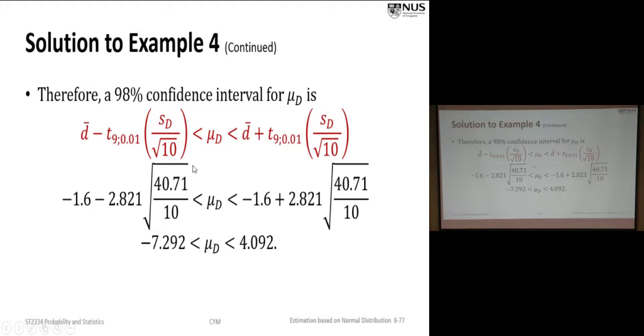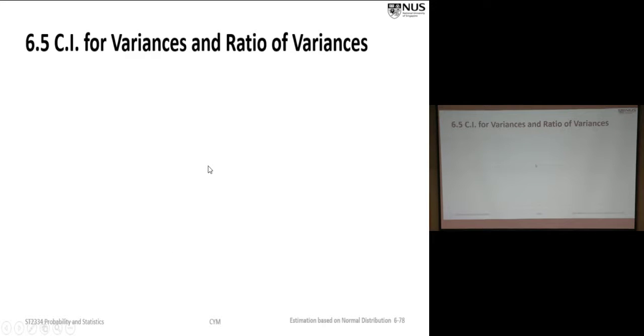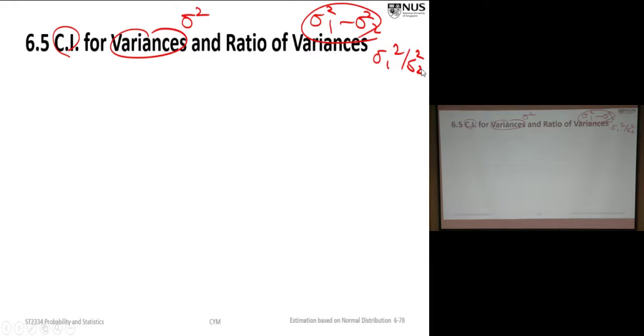Okay, so next we move on to talk about another important quantity, the variance. We want to find the confidence interval for the variance, sigma square, or if we have two populations, we are not looking at the difference. This is hard. So we are looking at the ratio.